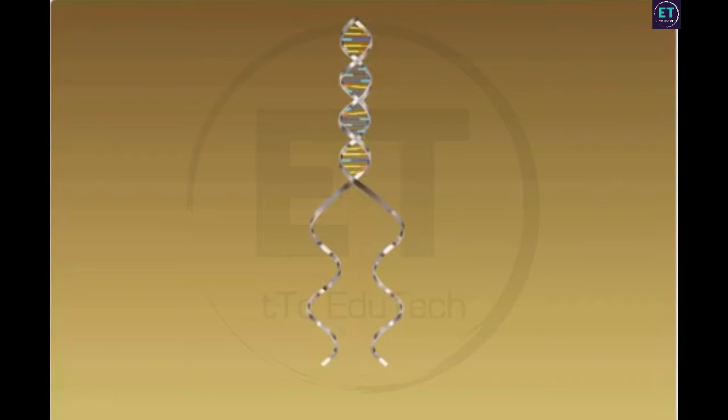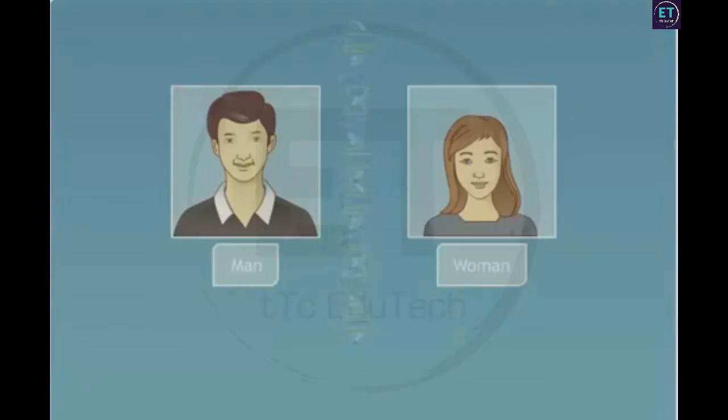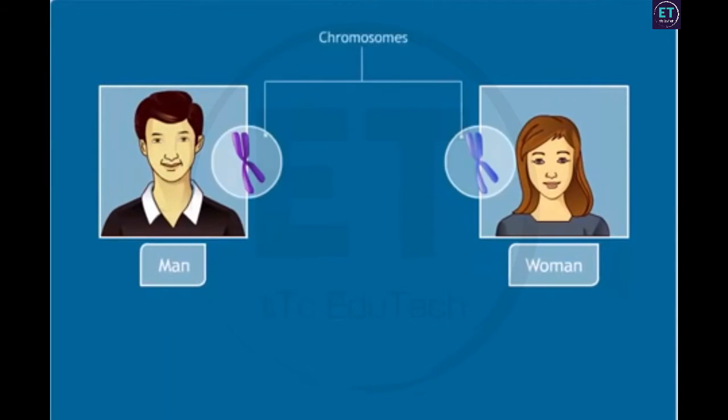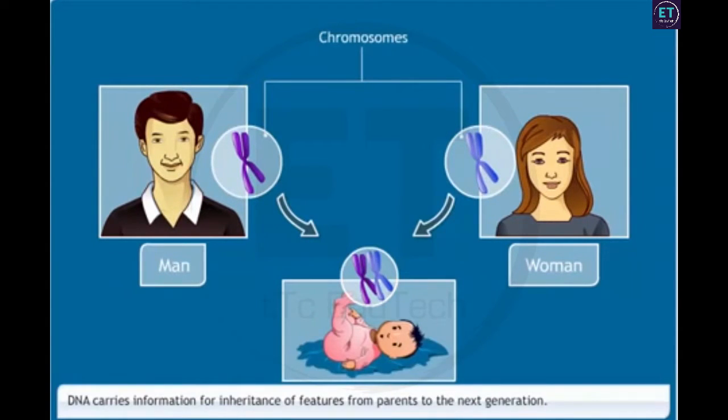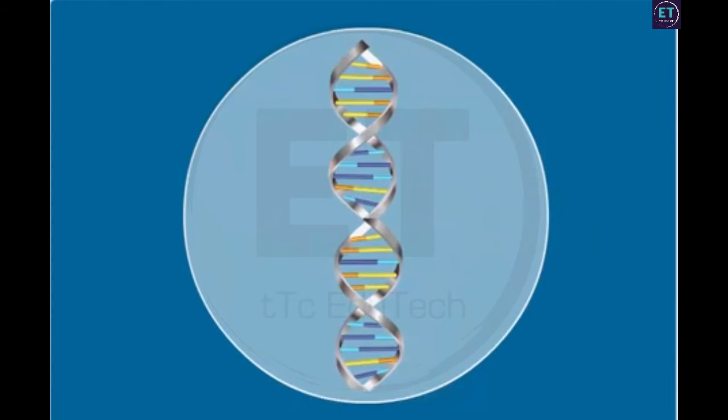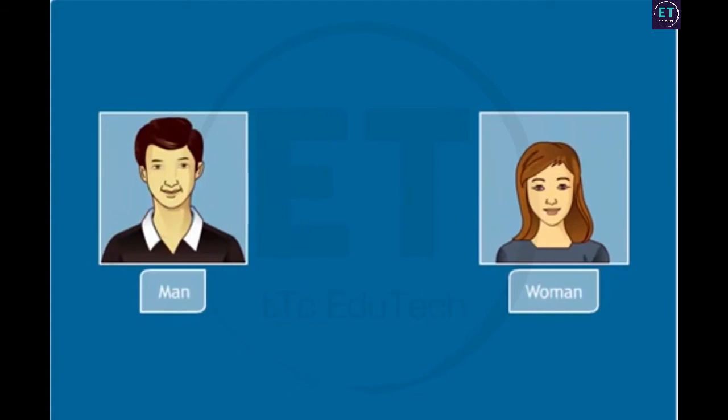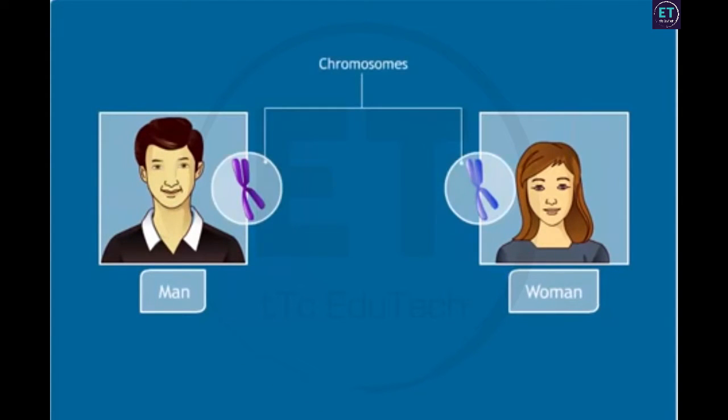The answer lies in variations produced during DNA replication. You must have studied at school about how chromosomes in the nucleus of a cell carry information for the inheritance of features from parents to the next generation in the form of DNA, deoxyribonucleic acid molecules. So, what happens during reproduction is that a DNA copy is created.